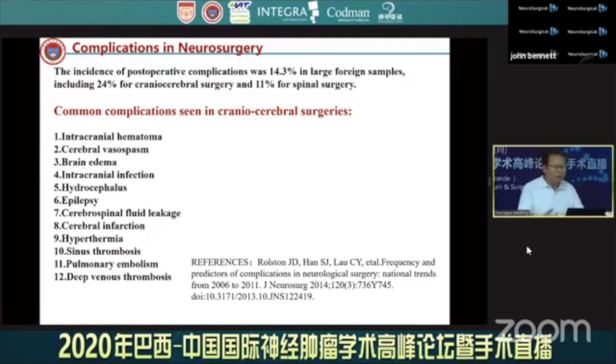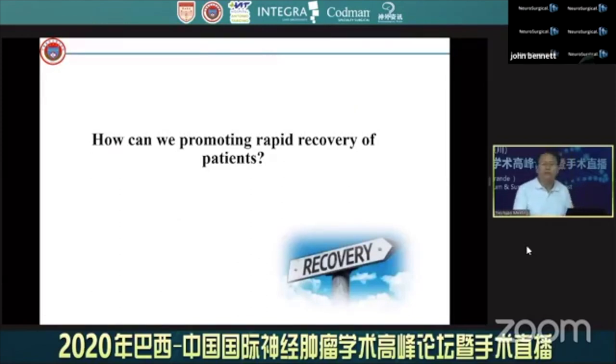So my topic today is, as a doctor, how to decrease the complications and the functional deficit for the patient. It's the most important thing, including intracranial hematoma, cerebral edema, intracranial infection, hydrocephalus, epilepsy, cerebrospinal fluid leakage, cerebral infarction, venous sinus thrombosis, pulmonary embolism, and deep venous thrombosis. But how do we decrease these complications, how do we protect the patient, what can we do?